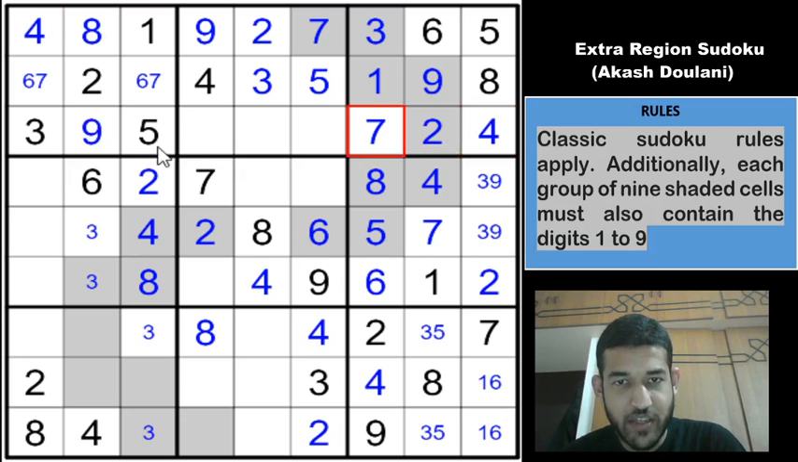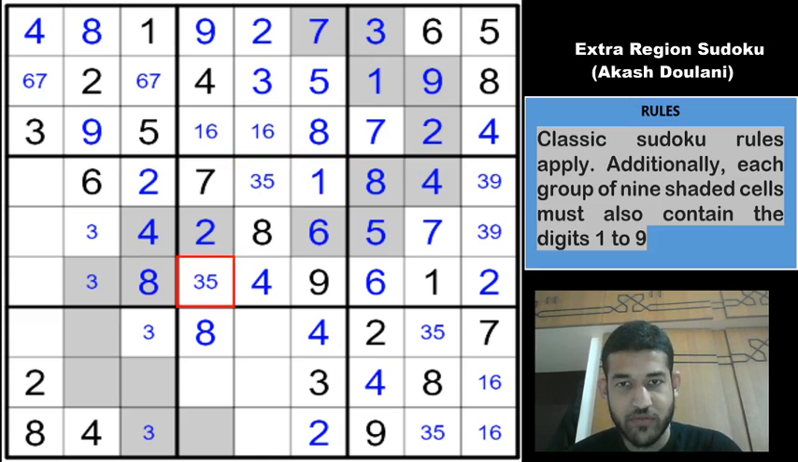2, 4, 7, 3, 5, 9. Remaining digits are 1, 6, 8. So 8 cannot be in column 4 and column 5. So this is 8 and this must be a 1, 6 pair. And only one candidate left in column 6. That must be 1. So these 2 cells must be 3, 5 now.